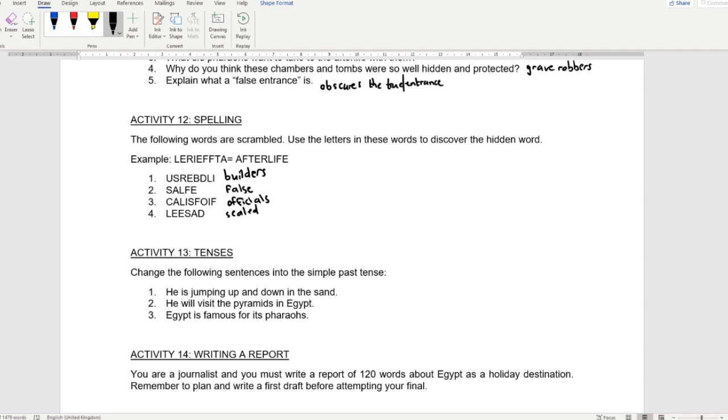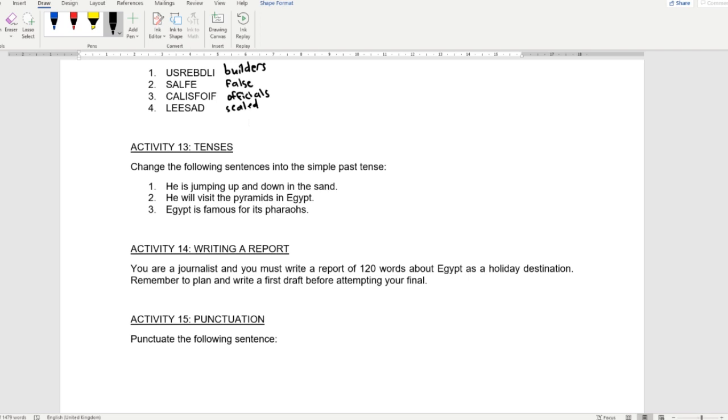Activity 13, the tenses. To change the following sentences into the simple past tense, just make sure to have a look here. It must be in the past and it needs to be simple. So if I say he is jumping, I know that my verb is going to change here to just jumped. I can't write it in the continuous tense because then it would be continuous past tense. So jumped is the word I'll be using here. He jumped up and down in the sand.